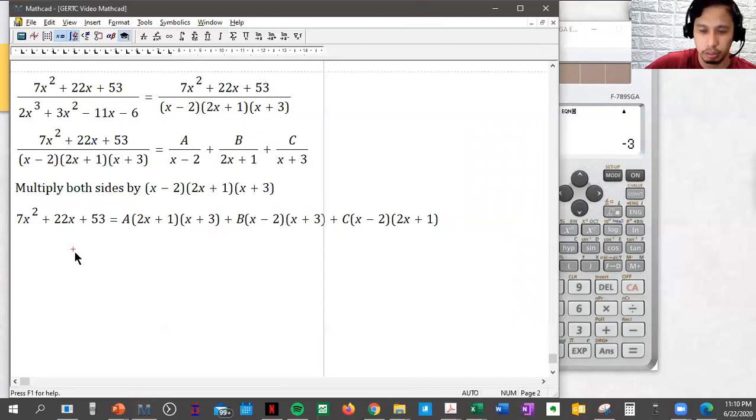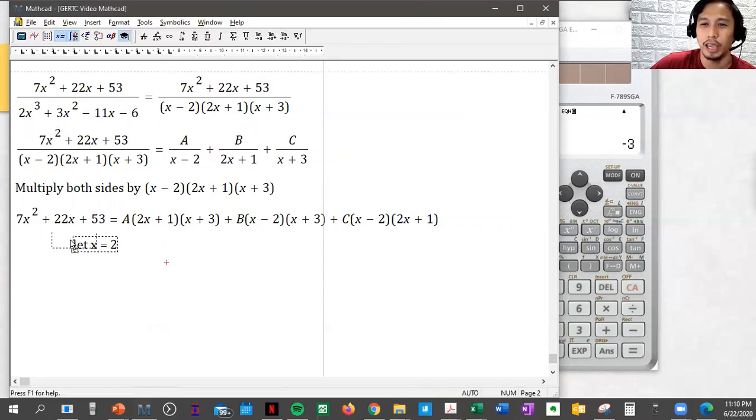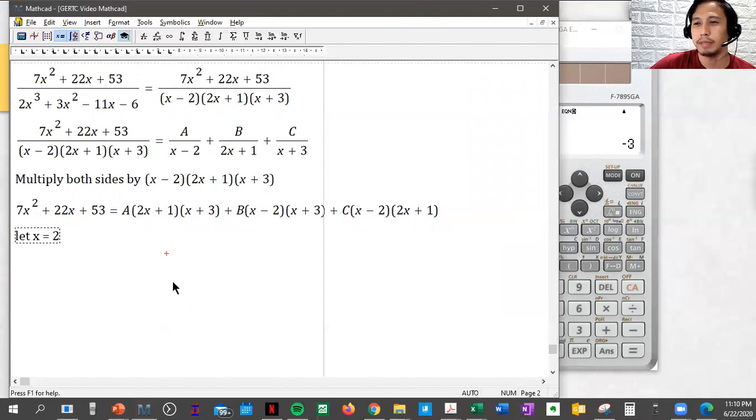So, let x be equal to 2. Tignan mo lang yung denominator ng A. Denominator ng A is x minus 2. So, making x equal to 2, yan yung key, for this case at least. For another case, you cannot do that. Kung ano yung denominator, gagawin mo lang ganyan. There are times na hindi siya pwede. But in this case, yan yung gagawin.